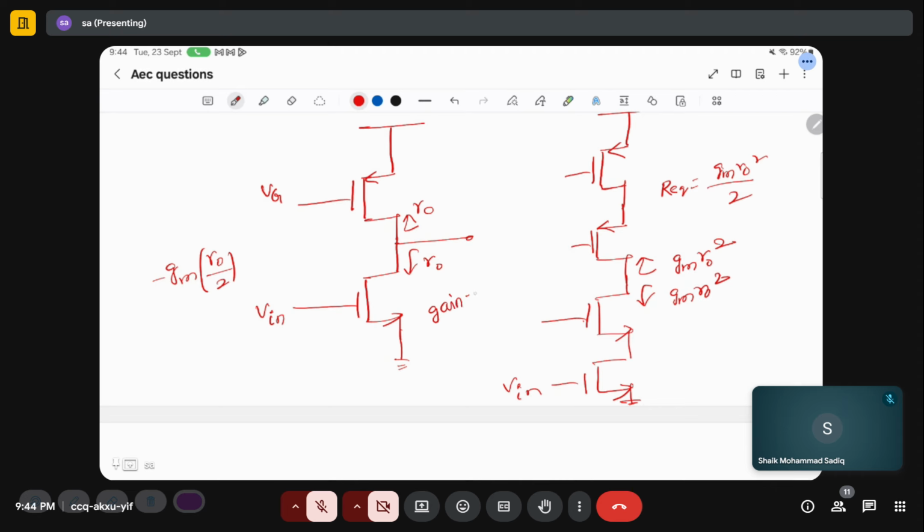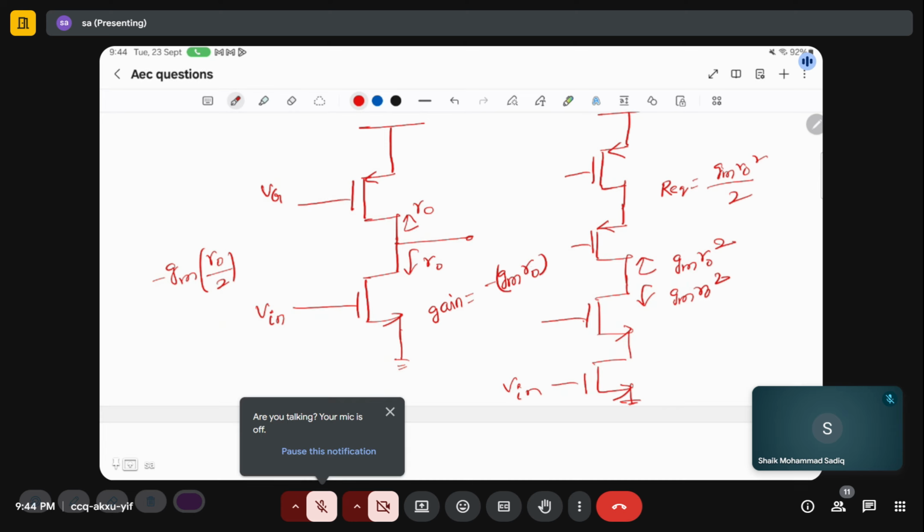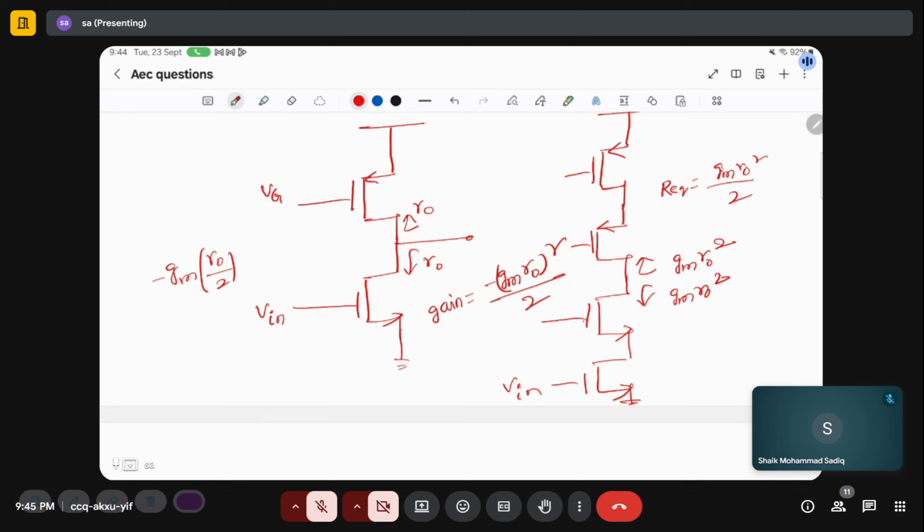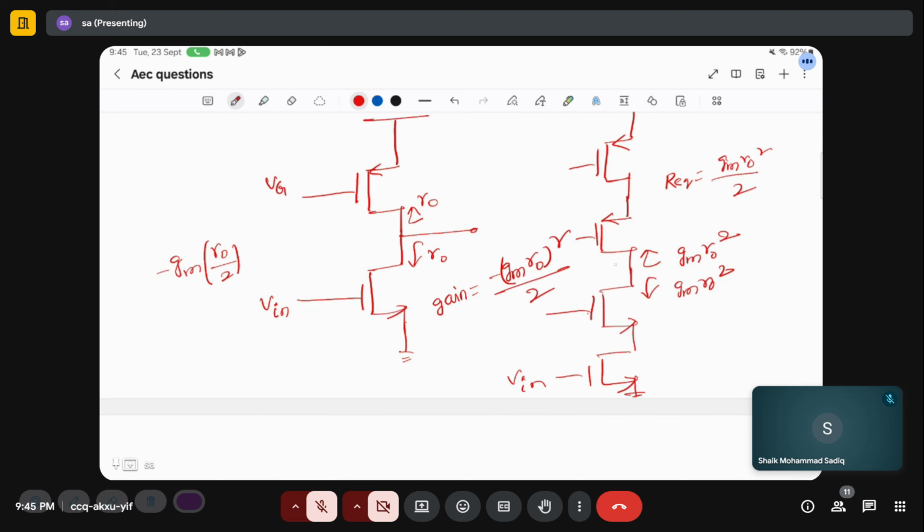Gain will be minus gm times gm r0 squared by 2. So here I have a gain of the order gm r0. Here I have the gain of gm r0 squared. So I have increased my gain. This structure is called cascode.